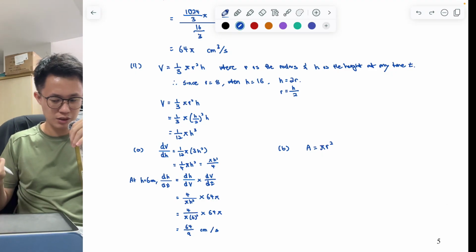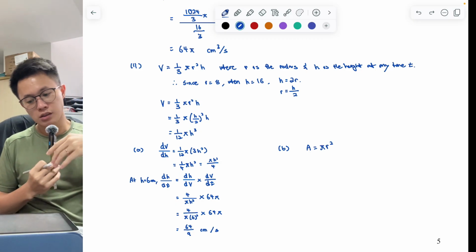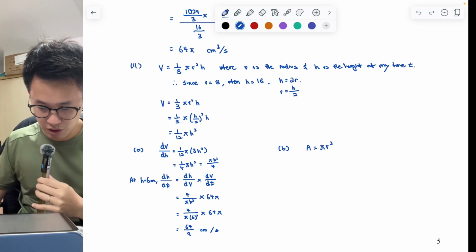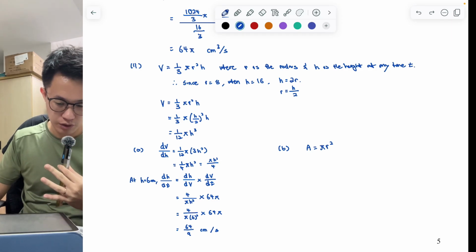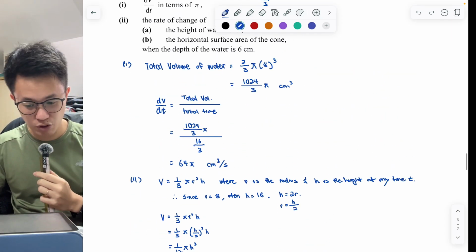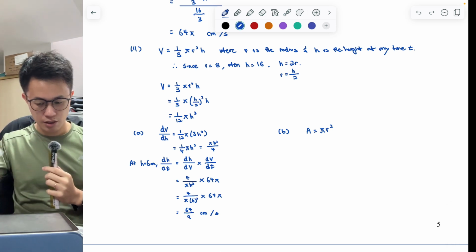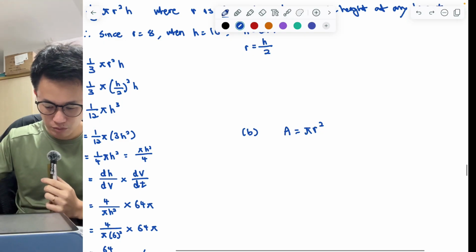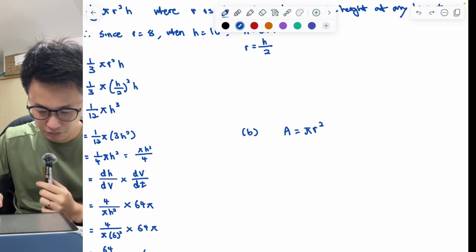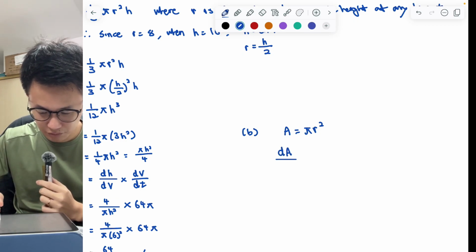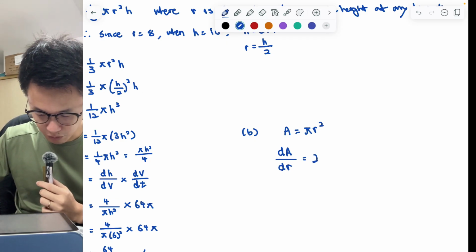Alright, what do we have to do with this? Honestly, it's not going to be very easy here, because if we want to use the area, we need to connect the area and the volume. Not that straightforward, I would say. So what we're going to do over here is find dA over dr. What's dA over dr? This is simply 2 pi r.